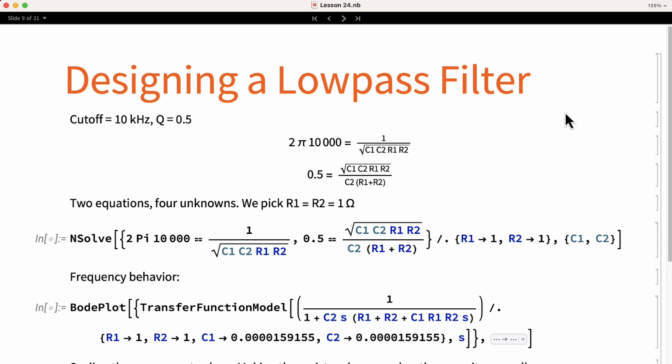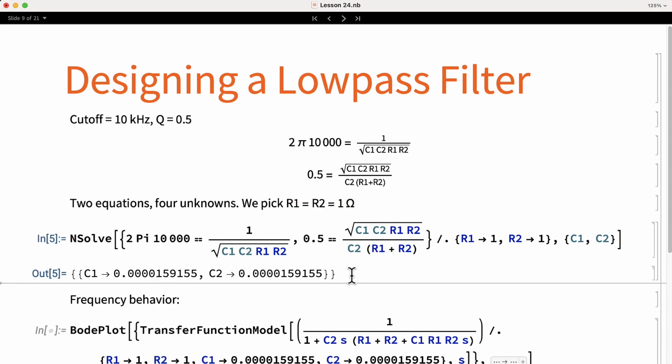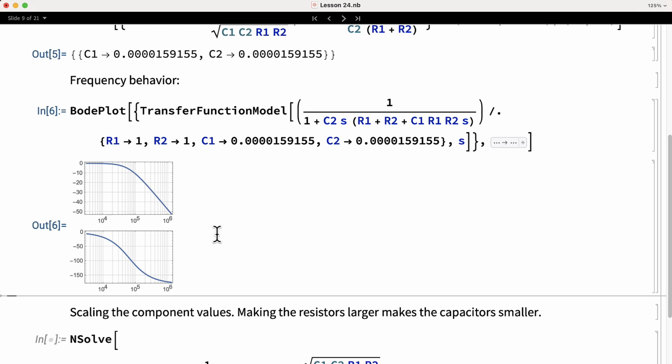By putting the numeric values into the equations we obtain, we end up with a system of 2 equations and 4 unknowns. In order to simplify the problem, we will pick resistor values of 1 ohm. With that, we can numerically solve the equations and obtain the following capacitor values. Let's create a Bode plot to verify the result. Here we can see that the cutoff is around 62 kiloradians per second, which should be around 10 kHz.